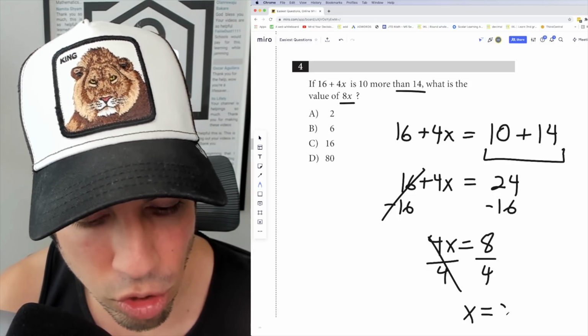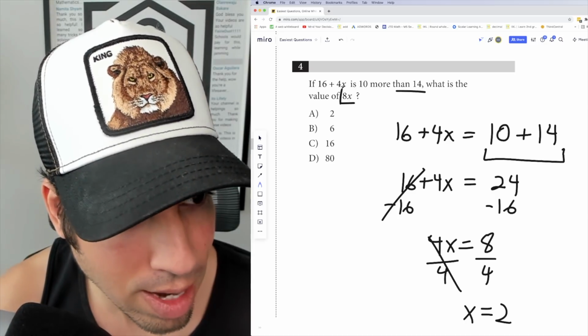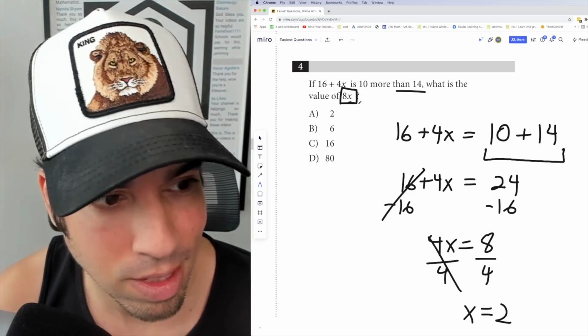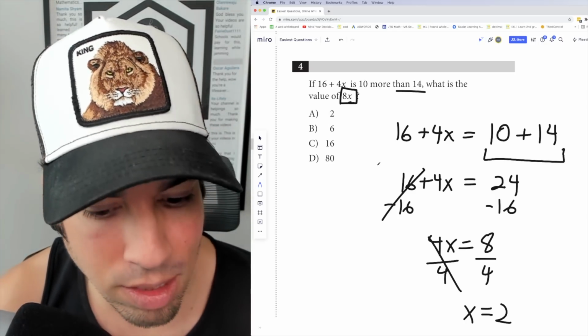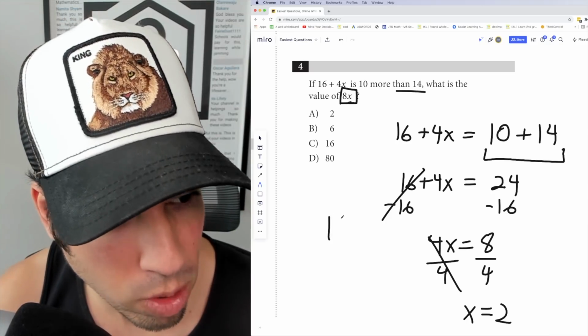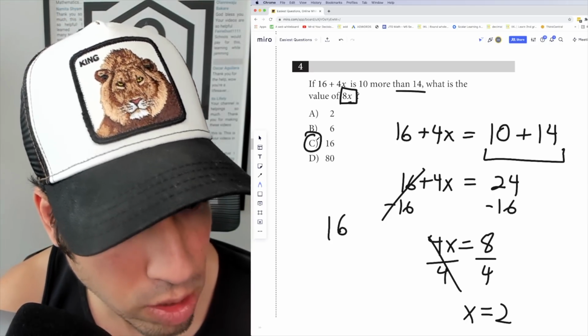X equals 2. But don't forget, I had to underline this. I should have boxed it. We're not trying to find x. We're trying to find 8x. 8 times 2 is therefore 16. C is the winner. Done.